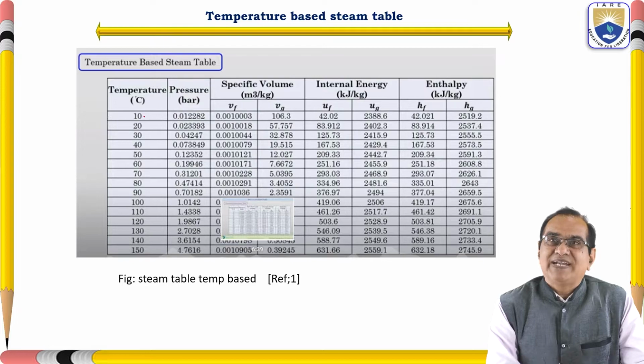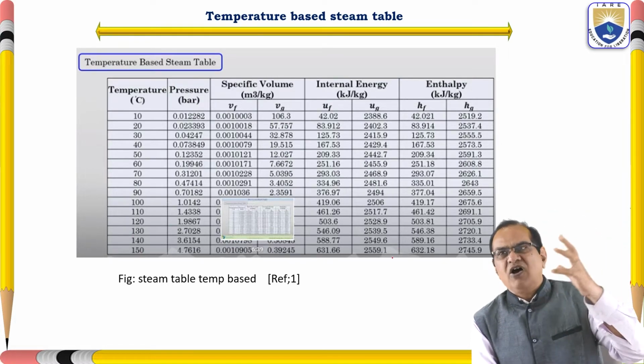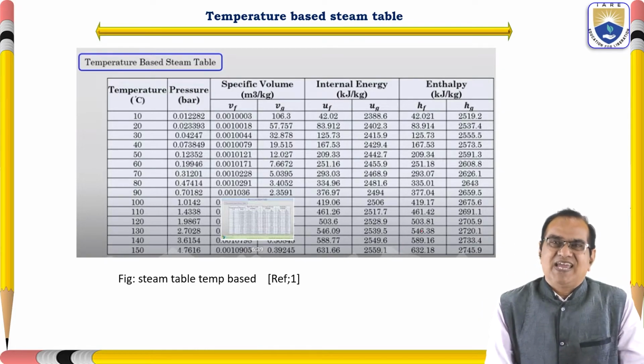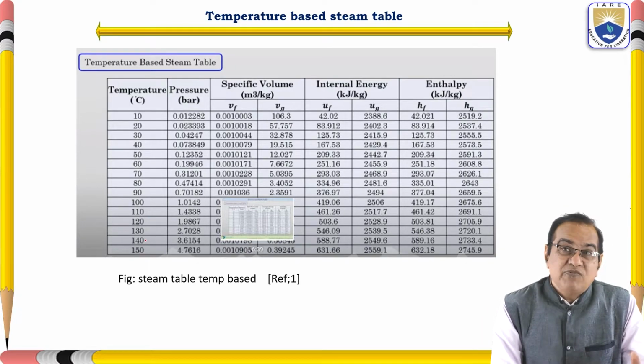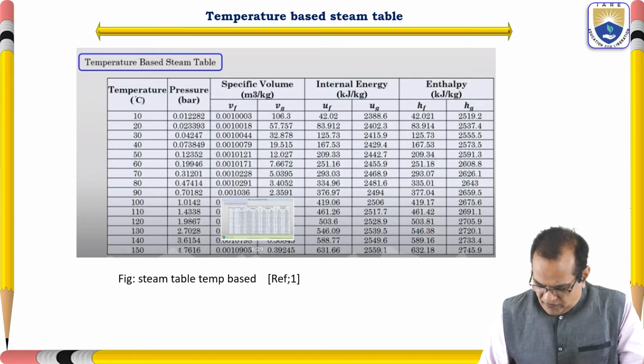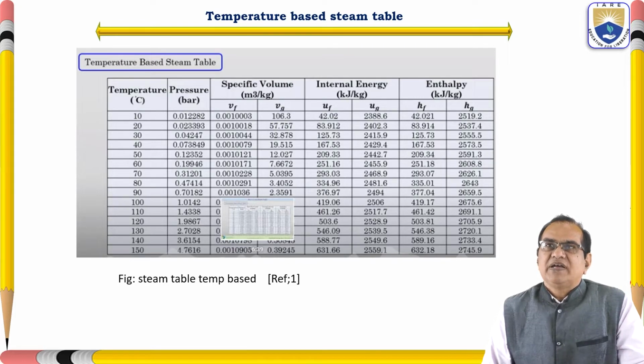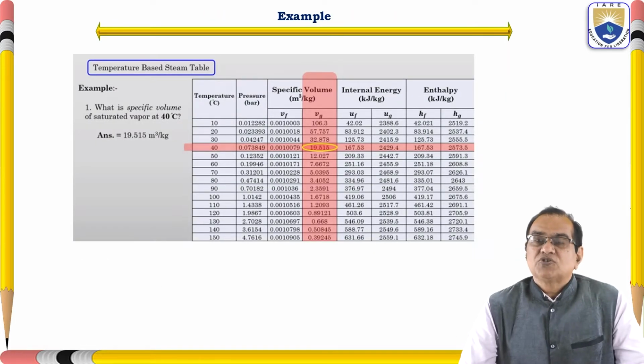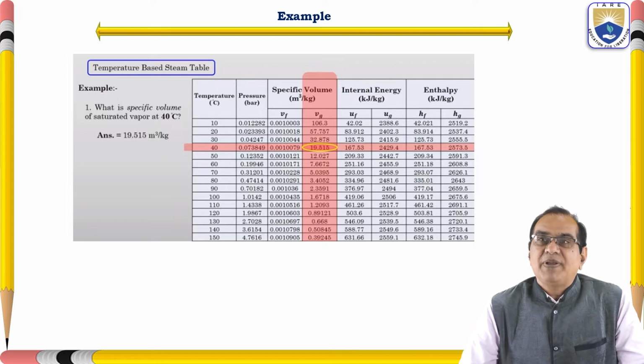By interpolation you can find out the different quantities. Assume at 10 degrees centigrade you have Vf this, Vg this, Uf this, Ug this, enthalpy Hf this. At 100 degrees centigrade you have these values. At 150 it is shown here, and for more temperatures you can see a very big table is there. From there you can find out. Here it is temperature based, so whenever we read, we have to make sure we see the temperature, and then we find out the other thermodynamic properties.